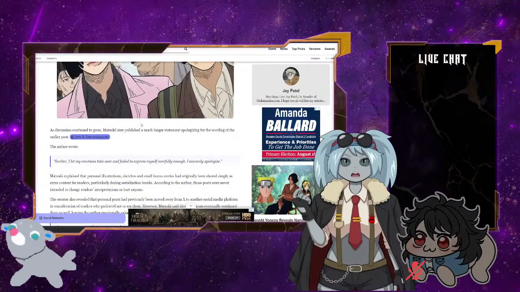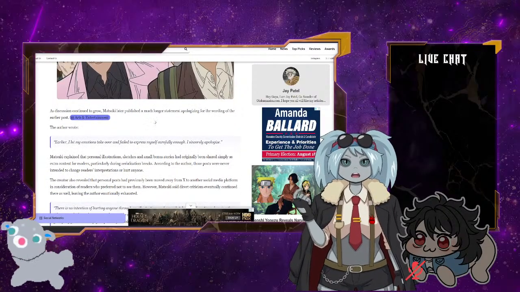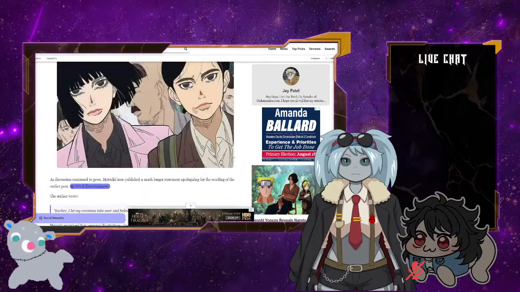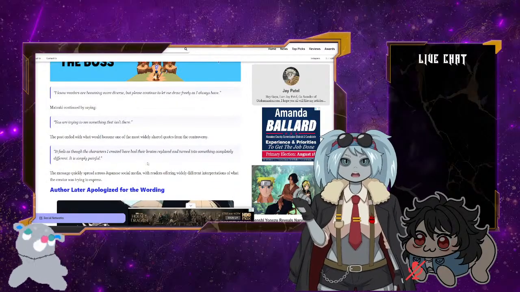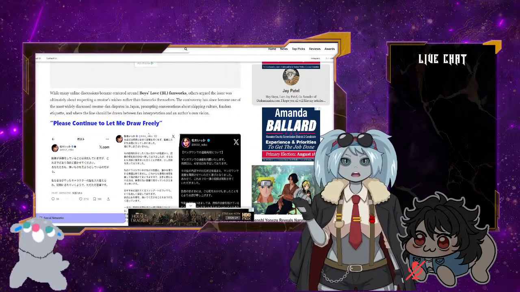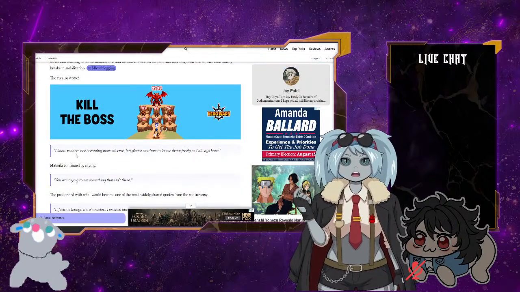But the article continues. As the discussion continued to grow, the creator later published a much longer statement apologizing for the wording of his earlier post. And this is where I'm going to disagree. If this is an actual true translation of what he said from Japanese to English, I don't see anything wrong with what he said. Because again, as he said up here, "I know readers have become more diverse." I'm like, yes, there's a bit more diversity in today's day and age when it comes to reading of manga, anime, and all that stuff.